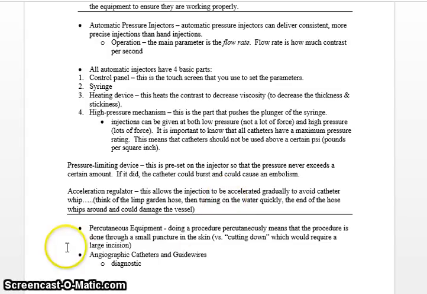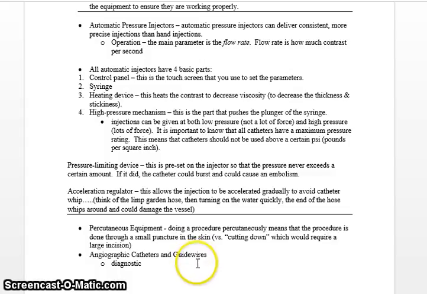Okay, moving on to percutaneous equipment. So you need to know what the word percutaneous refers to, and that means to do a procedure through a small puncture in the skin. That would be versus the cut down method, which would require a large incision, whereas percutaneous is just a small puncture.